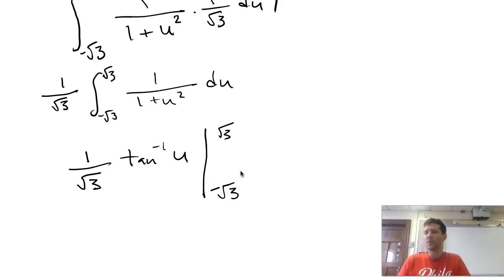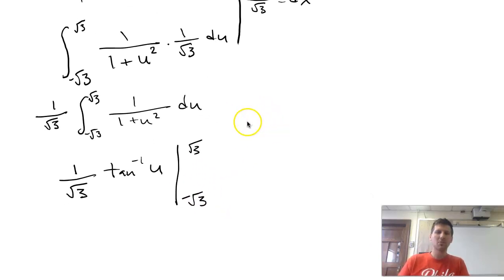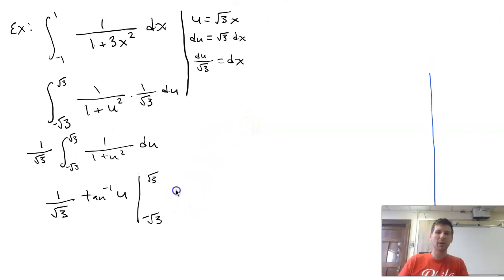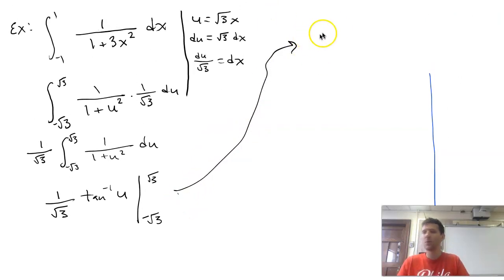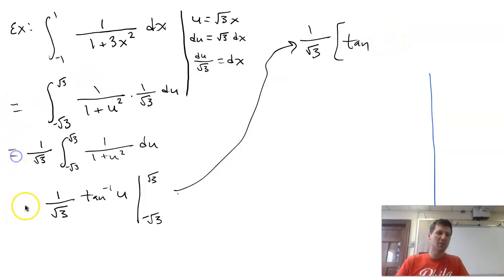So when I go about doing this, let me zoom out a little bit so you can see from where we came. As you start seeing that factor, I should have been doing parentheses all the way, or sorry, not equal signs all the way down. So this ends up being just the arctan of root 3 minus the arctan of negative root 3.